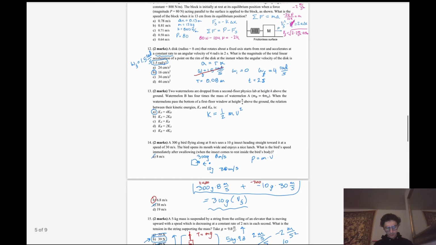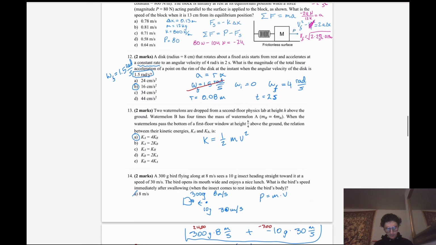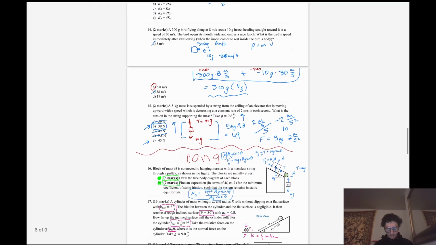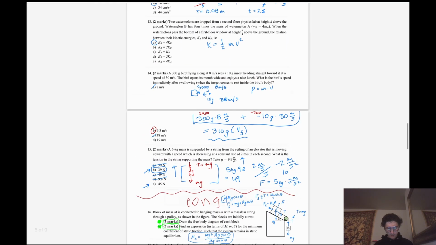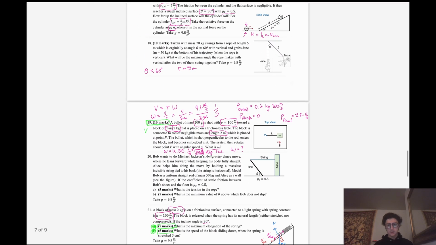We have 1, 2, 3. Actually, some of these I think are answered already. So it looks like we have one that's confusing, and we have another one down there that's confusing. So it looks like we have 2 multiple choice and still these 3 long answers.